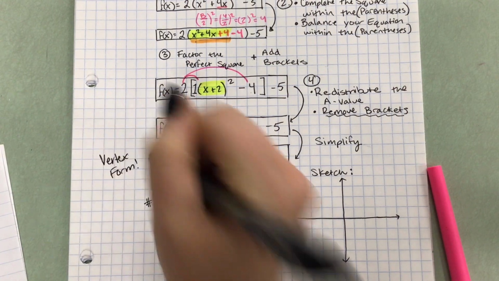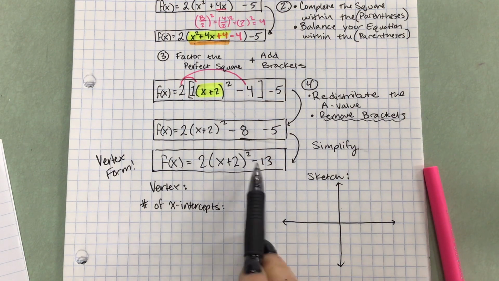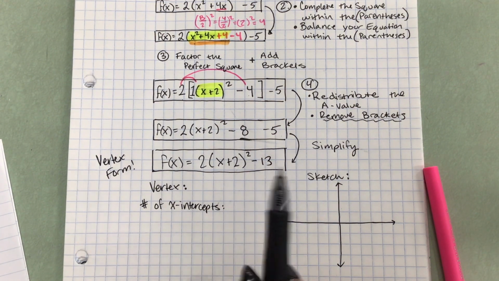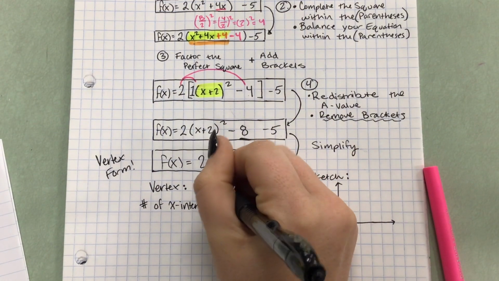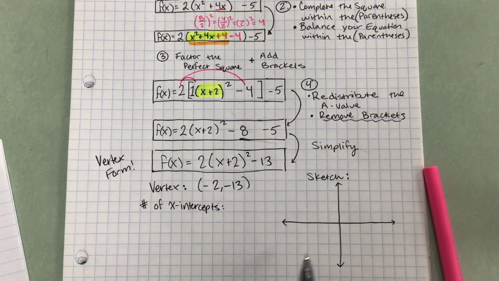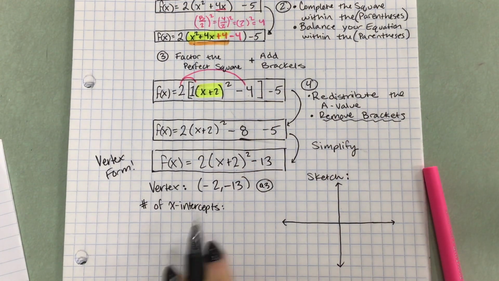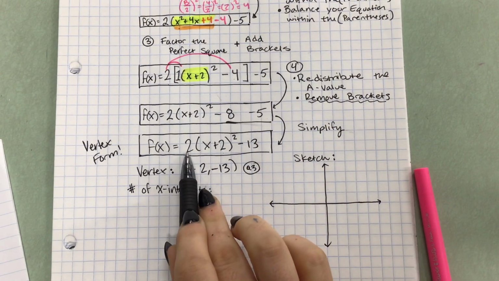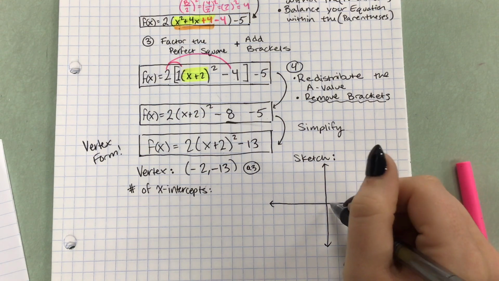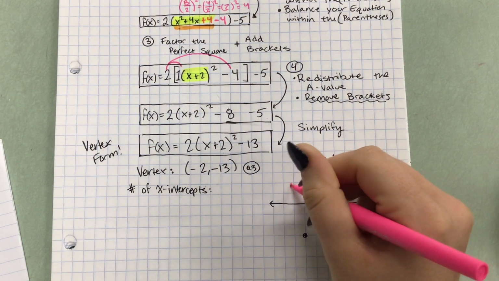So what do we do when we're in vertex form? Well, let's figure out the vertex. We're going to change the value of h, keep the value of k. So we get -2, -13. -2, -13 is somewhere over here in quadrant 3. And we know that since there's a positive a value, it opens up. So we're going to go -2, -13 somewhere over here, and it's going to open upward.